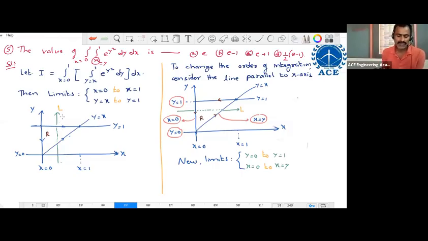Changing the order of integration is the same as changing the limits. Changing the limits is the same as changing the line only. If you are given a line parallel to the y-axis, consider a line parallel to the x-axis. Or if you are given a line parallel to the x-axis, then consider a line parallel to the y-axis. That's the only difference. With these new limits, we can evaluate.